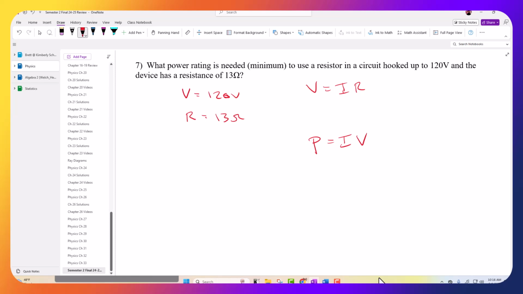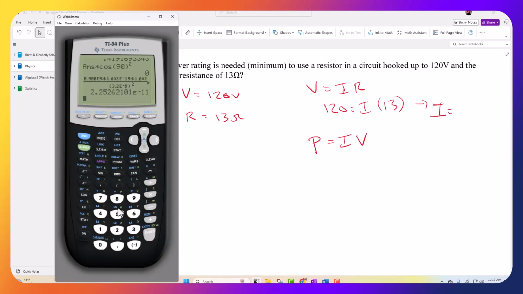You can replace the I with V over R. There are different versions of this formula. My basic, always-the-same approach is to find your missing variable with Ohm's law. So I would just go 120 equals I times 13. That's going to give me an I value of 120 over 13, roughly 9.23.